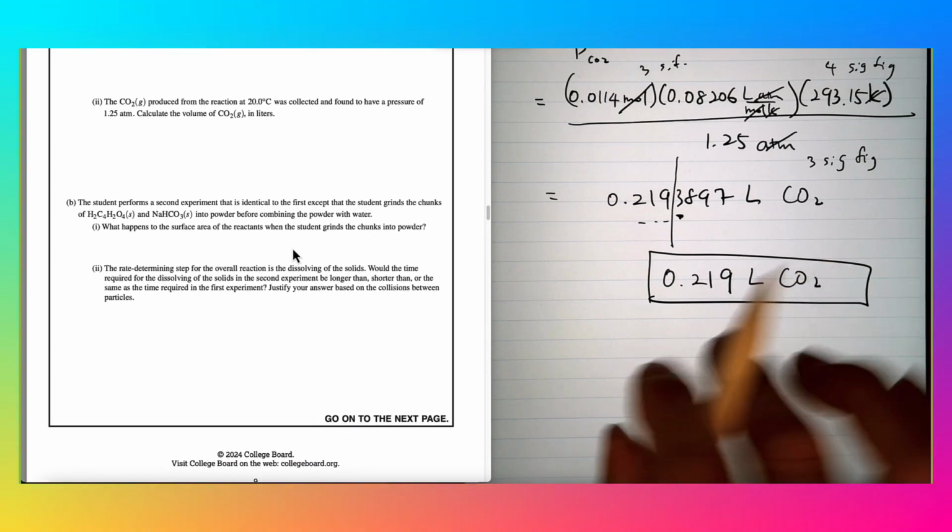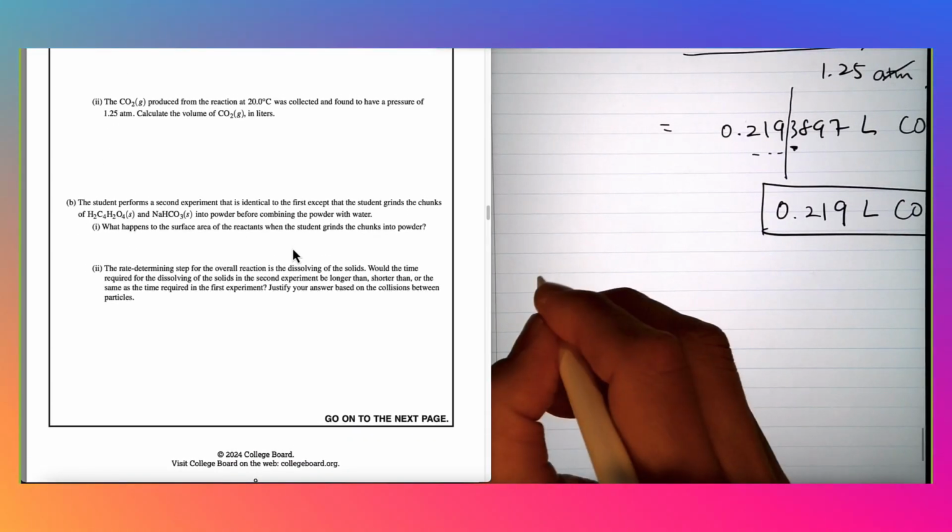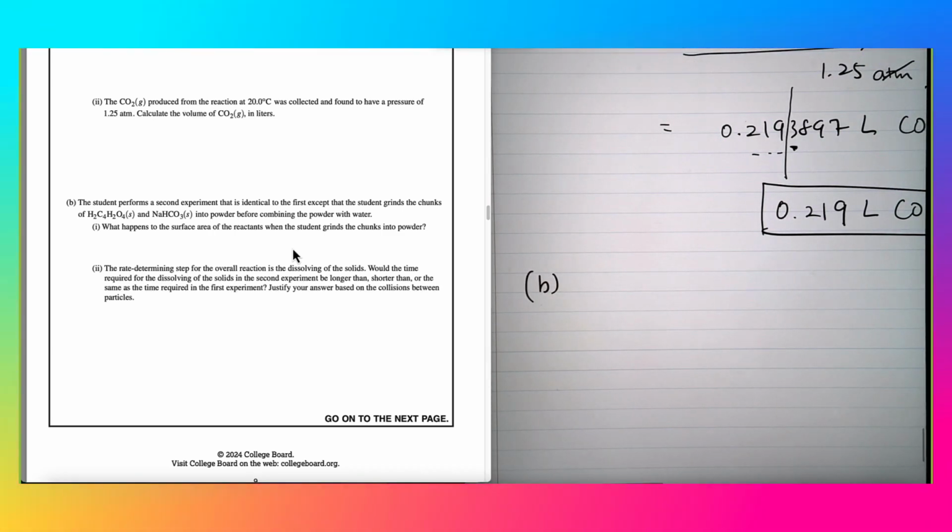Let's go to part B. The student performs a second experiment that's identical to the first, except that the student grinds chunks of the maleic acid and sodium bicarbonate into powder before combining the powder with water.